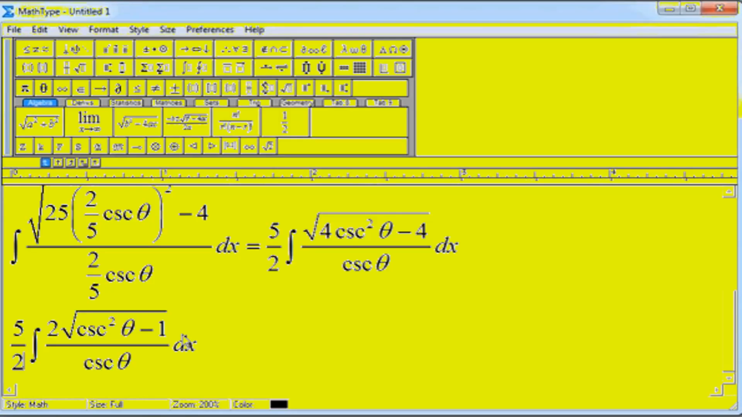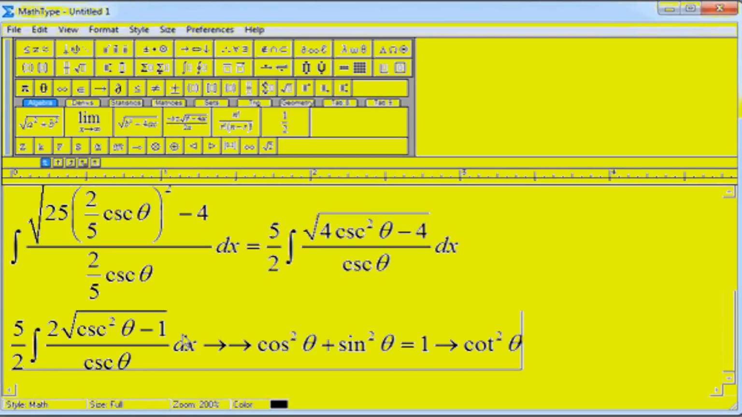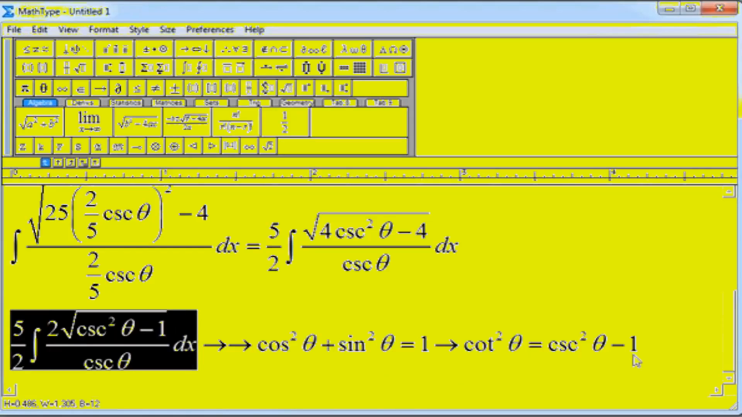And now, as a little aside, we know that cosine squared theta plus sine squared theta equals 1. And if we divide that expression by sine squared theta, we get cotangent squared theta plus 1 equals cosecant squared theta, because 1 over sine squared theta is cosecant squared theta. Now, we just move this 1 to the right-hand side, and there we go. This is the same as in the radicand, so we know that inside the radical is cotangent squared.